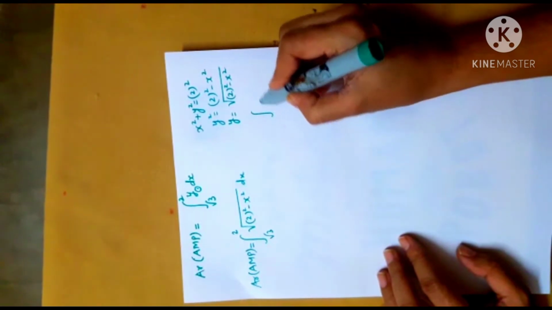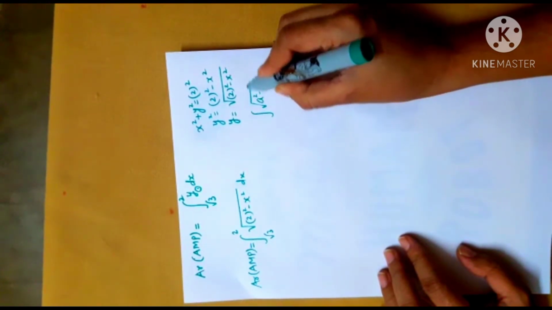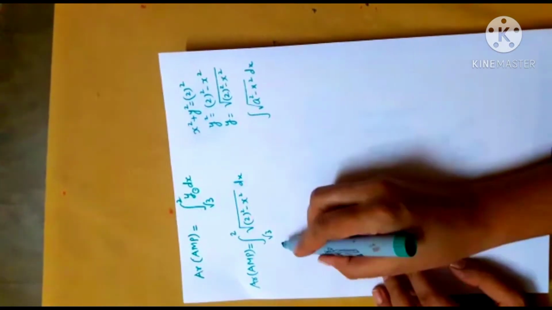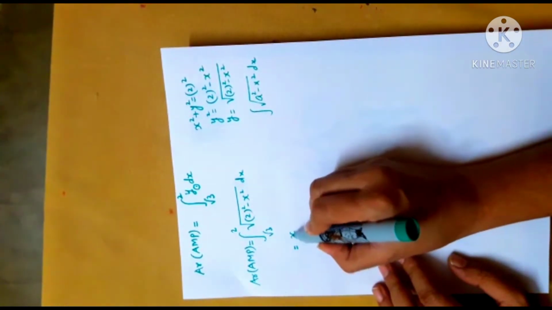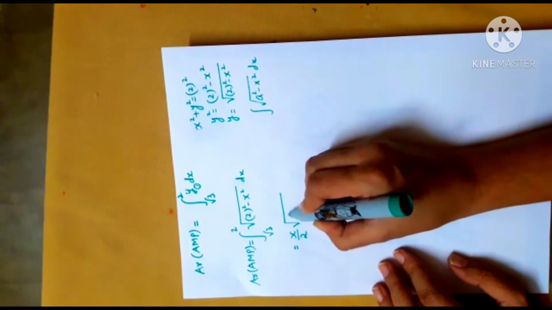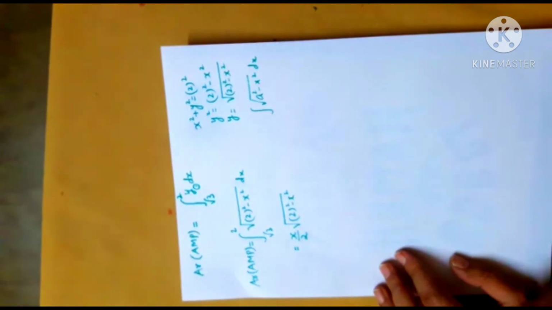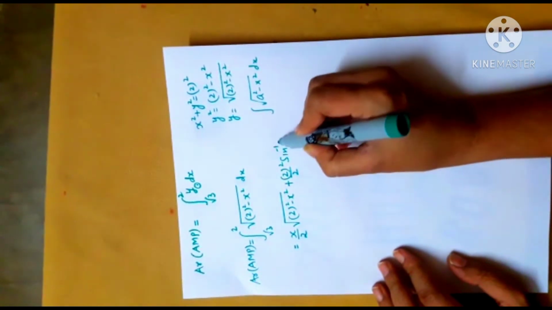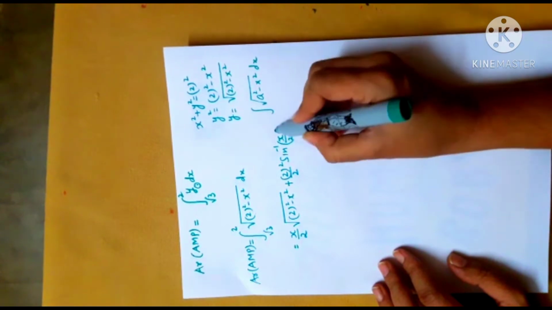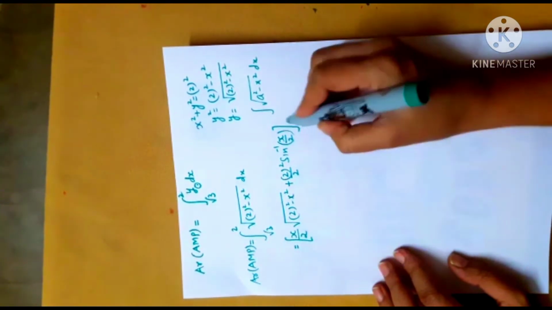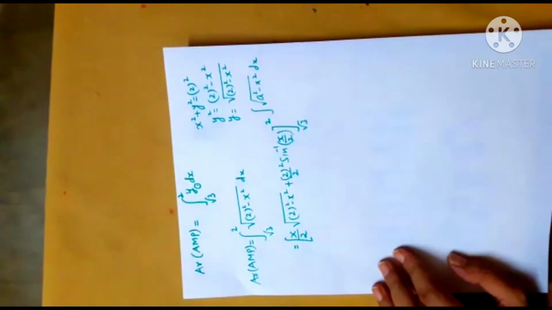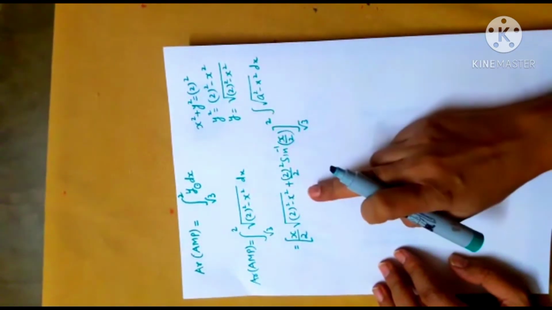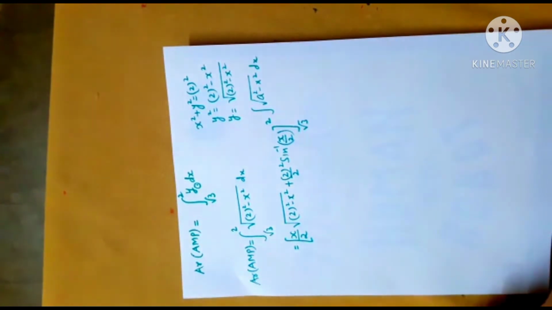Now this integral is of this form, where the role of a is being played by 2. So this integral is x by 2 into square root of a square minus x square plus a square by 2 sine inverse x by a, that is x by 2, within the limits root 3 to 2. Now I will evaluate the value at the upper limit minus value at the lower limit.